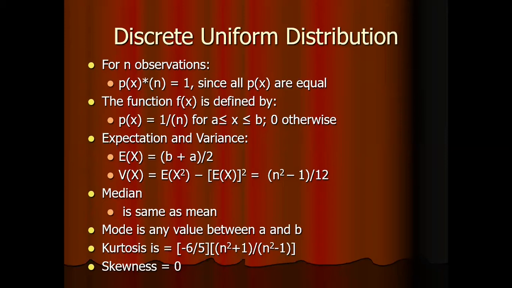probability density function is uniform, and kurtosis is given by minus 6 by 5 multiplied by n square plus 1 divided by n square minus 1. And since the probability mass function is, the curve is symmetric, the skewness is 0.